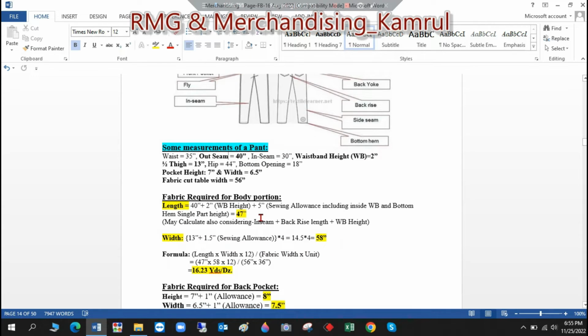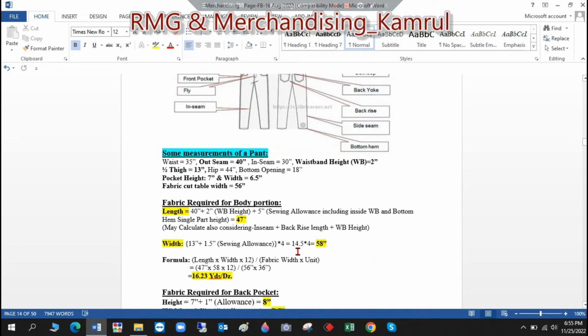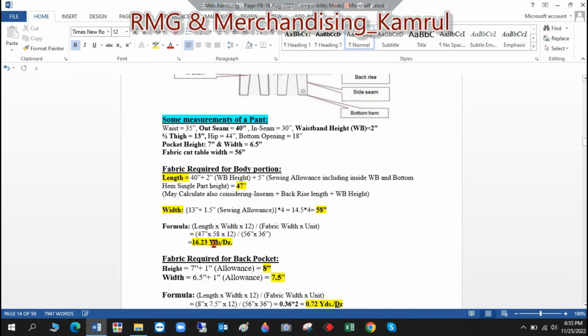So now we have got 47 length and width. Now put the value in the formula. What is the formula? Length into width, multiplied by 12, divided by fabric width, divided by unit, I mean unit to make it yards. So here say 47 length, then 58 width, multiply 12. Why 12? Because we always make the consumption on a dozen basis. In the RMG industry, every consumption is on a dozen basis. That's why we just multiply by 12 and divide by 56.